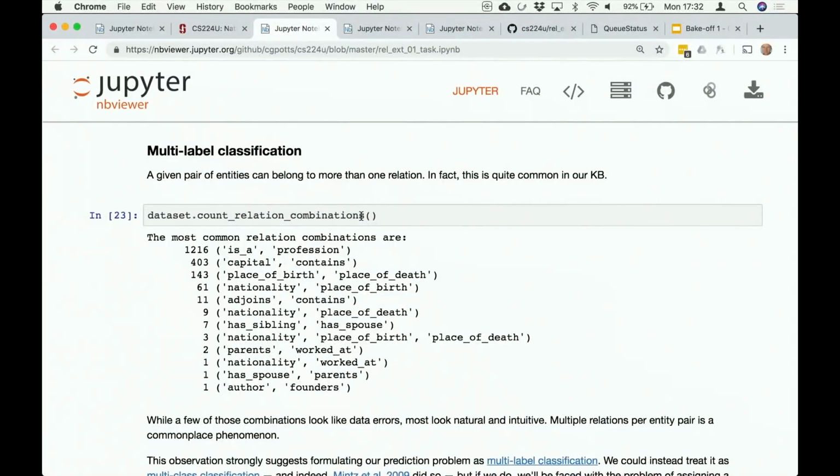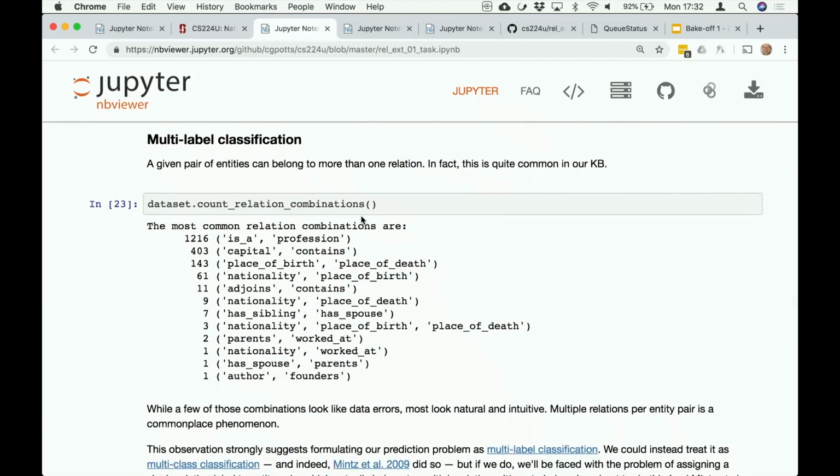Okay, so that was all related to the input side of the prediction problem. On the output side, we have this choice to make about whether we're doing multi-class classification or multi-label classification. And the direction we're going to go is multi-label classification. And part of the motivation for that is that it's actually quite common in the knowledge base for a particular pair of entities to belong to more than one relation. We already saw one example, the one with Cleopatra, and has spouse and has sibling, but there's a lot of them. And we can write some code to count them up.